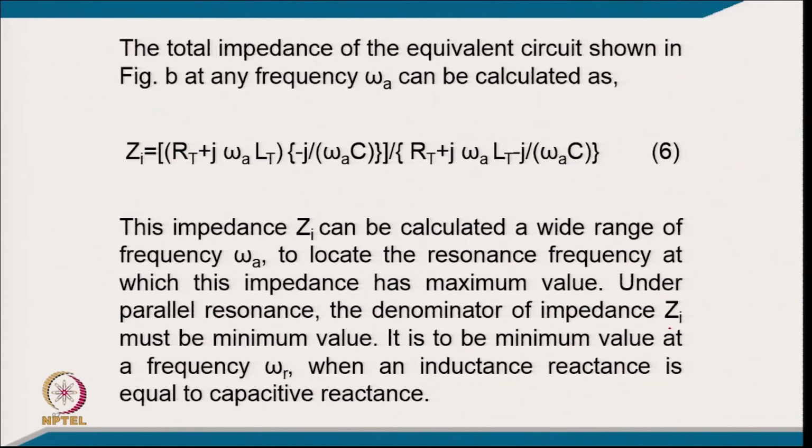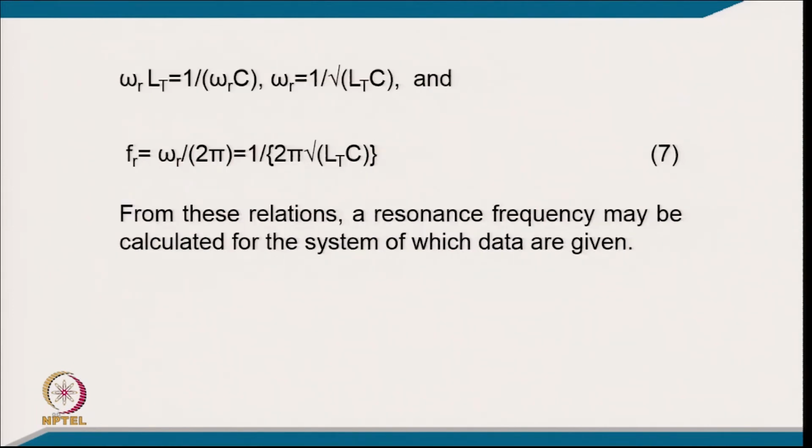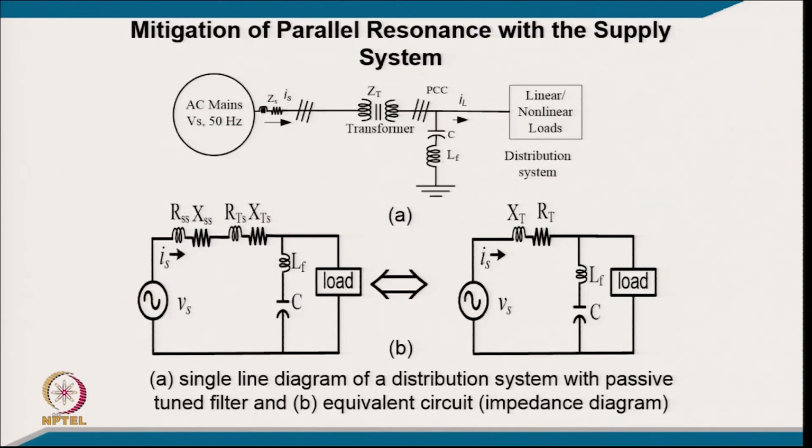The denominator of impedance must be at minimum value. So, it should be minimum at the frequency omega r, where the inductive reactance and capacitive reactance must be equal. From this formula of resonance frequency we can calculate omega r, which will be 1 over the square root of LC, and from this relation we can also find the frequency in hertz. A resonance frequency may be calculated for the system with the data given, and if this frequency matches or is close to a frequency produced by the harmonic producing load, then you will certainly have amplification because of high impedance, typically of harmonic voltage.